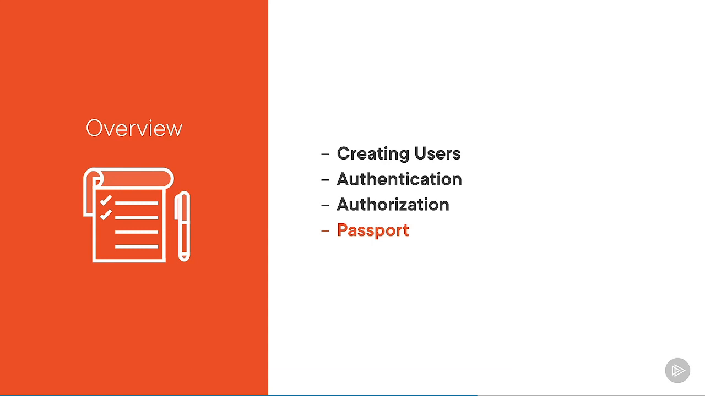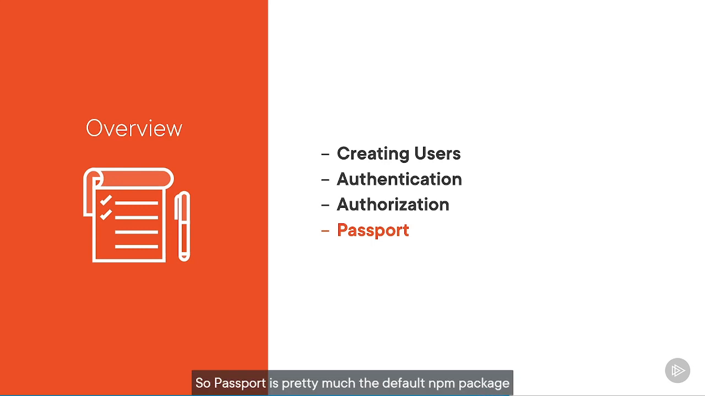And we're going to do that with Passport. So Passport is pretty much the default NPM package for Express for user management. Now, we're mostly going to do it all using a local strategy. So we're just going to do logins and passwords locally to our application. But if you eventually want to do things like Google and Facebook and LinkedIn, the social logins, that stuff will all be handled by Passport as well.